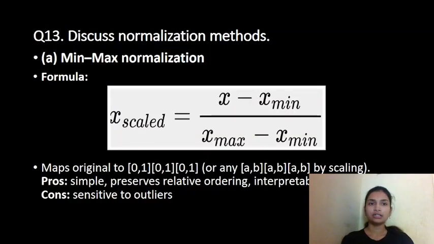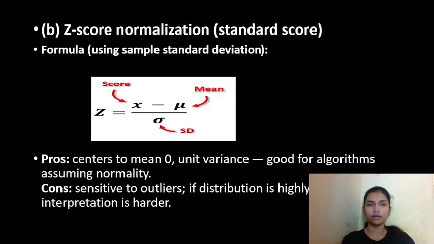Okay, so the third question is: discuss normalization methods. A. Min-max normalization. Here is the formula: x minus x min upon x max minus x min, which maps the original values to the range 0 to 1. Its pros: simple, preserves relative ordering, interpretable. Its disadvantage is that it is sensitive to outliers.